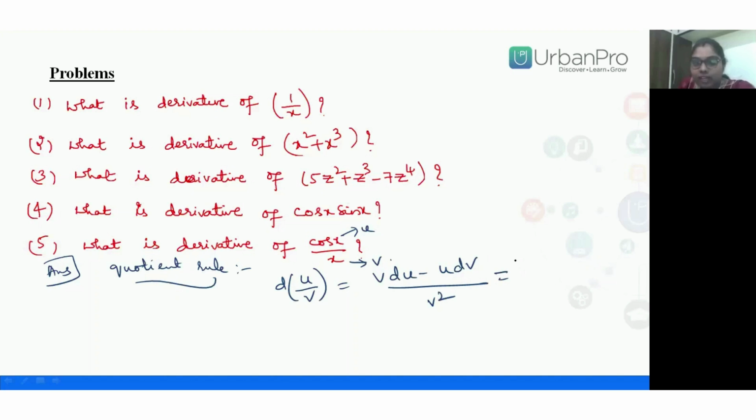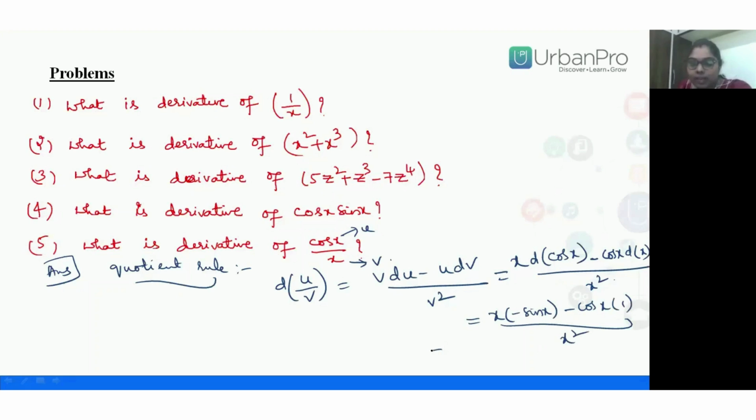So what is v? x. Put x. What is u? cos x. So x times differentiation of cos x, minus u, which is cos x, times differentiation of v, which is differentiation of x, divided by v square, which means x square. Differentiation of cos x is minus sin x, so x times minus sin x, minus cos x times 1, divided by x square. So this will be minus x sin x minus cos x, by x square. This is the answer for the fifth question.